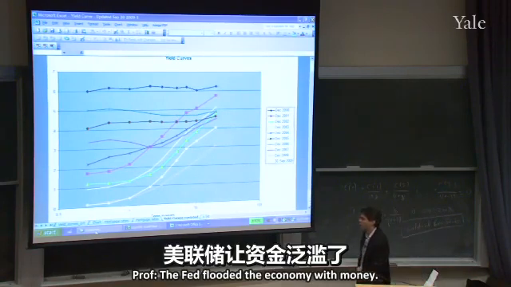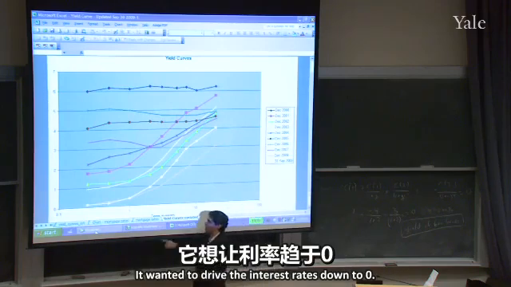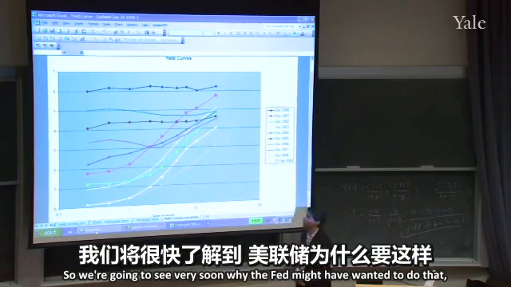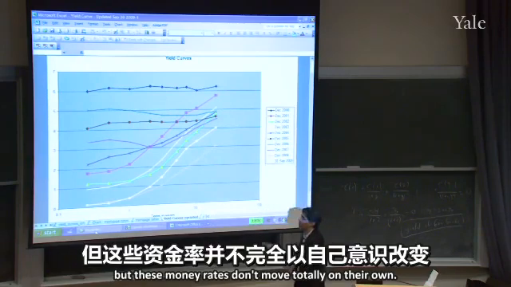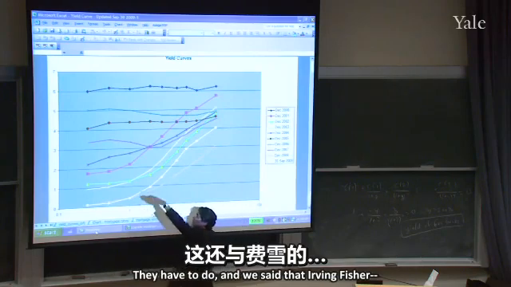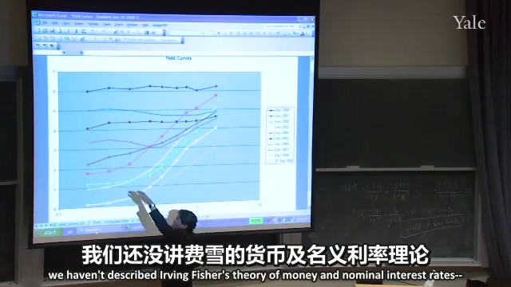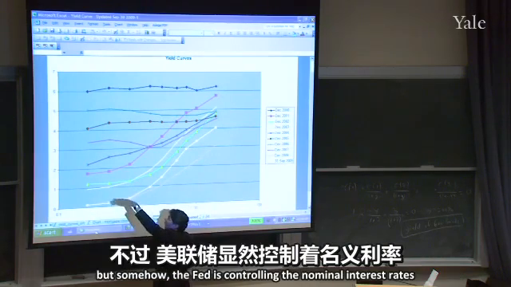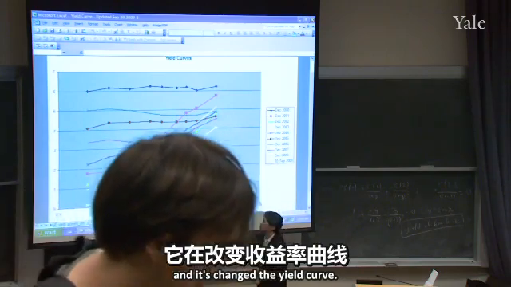The Fed flooded the economy with money. It wanted to drive the interest rates down to 0. So we're going to see very soon why the Fed might have wanted to do that. But these money rates don't move totally on their own. We said that Irving Fisher, we haven't described Irving Fisher's theory of money and nominal interest rates, but somehow the Fed is controlling the nominal interest rates, and it's changed the yield curve.